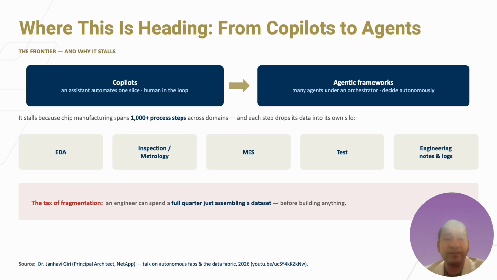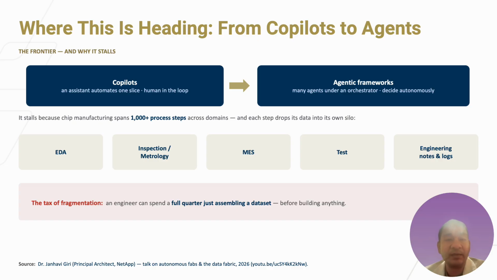Let's look forward. Today's AI tools are mostly what people call co-pilots, assistants that help with one piece of the task while a human stays in charge. The industry now wants to move towards an agentic system, where several AI agents coordinate under a manager and make decisions on their own. That move keeps stalling, and the reason is data.